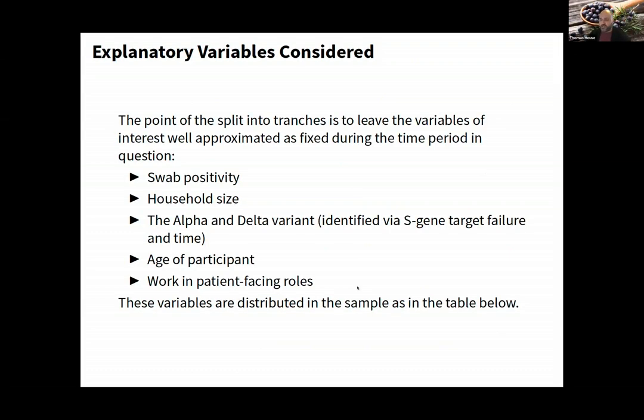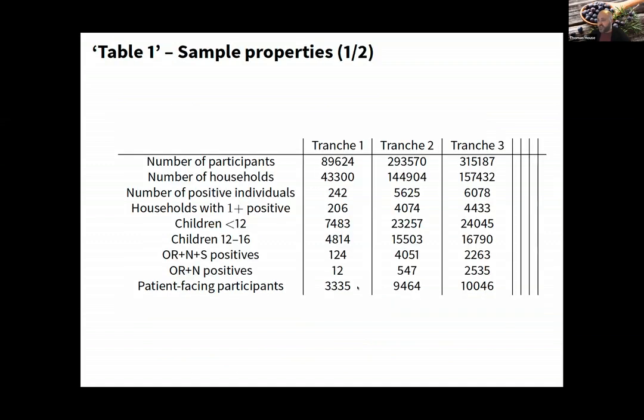And at each one, we look at swab positivity, household size, Alpha and Delta variant, and later Omicron variants, right? And age of participant, right? So for this workshop, the important one is the effect of age and work in patient-facing roles, okay?